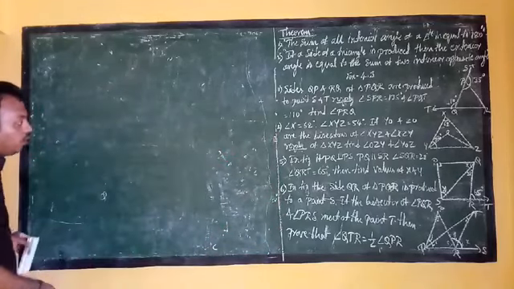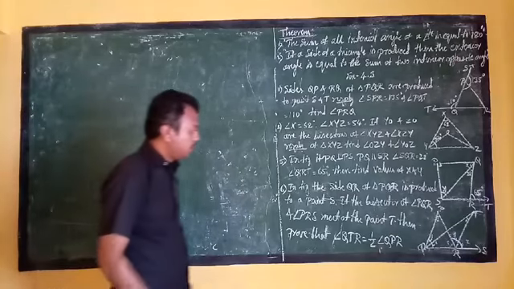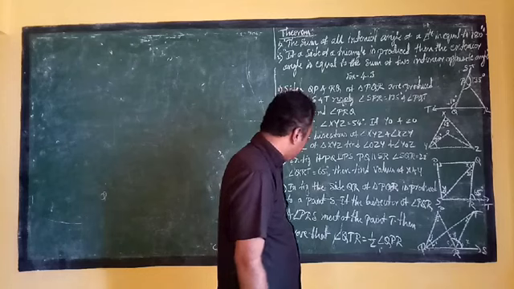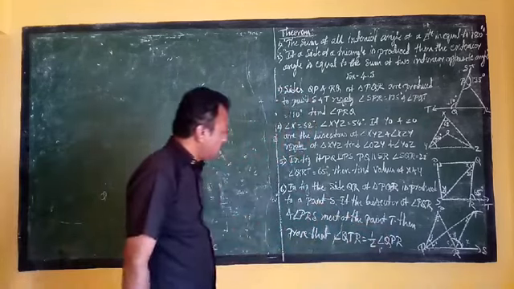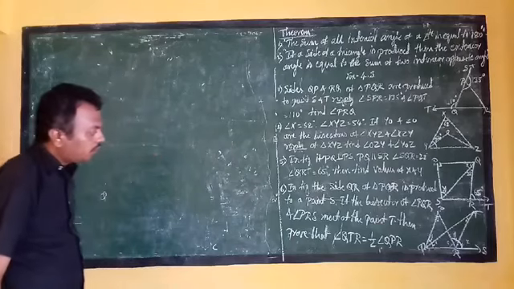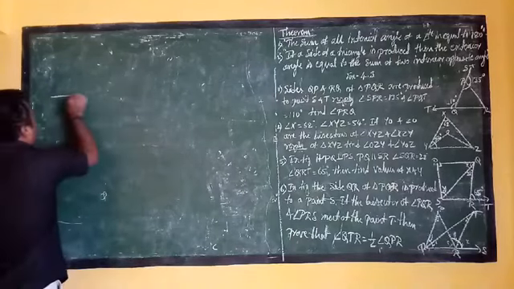In the figure, side QR of triangle PQR is produced to a point S. If the bisectors of angle PQR and angle PRS meet at the point T, then show that angle QTR is equal to half of angle QPR. Okay, students. First, I will draw the diagram.